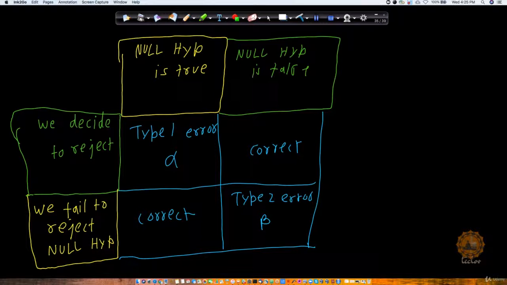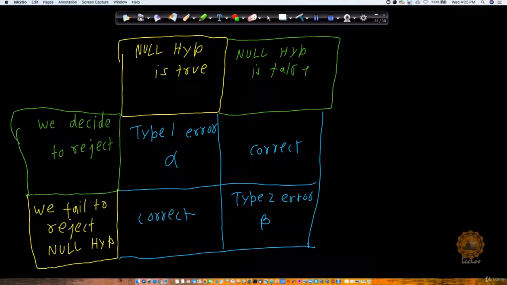When we say type 1 error, what is this? Let's say your null hypothesis is true, but by mistake you decided to reject it. Maybe you have done some wrong investigations and you conclude that the hypothesis is wrong. This is called alpha. This is also denoted as alpha.